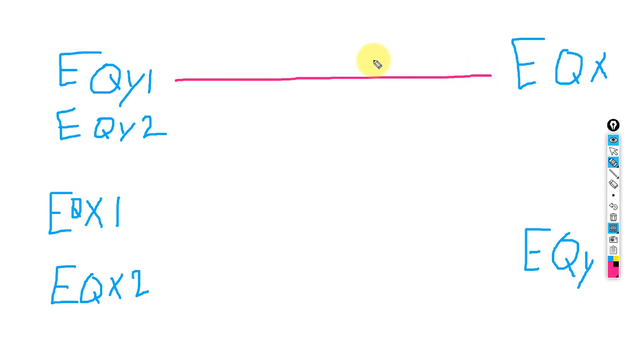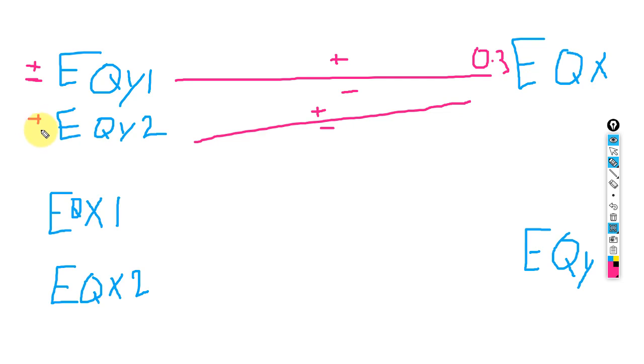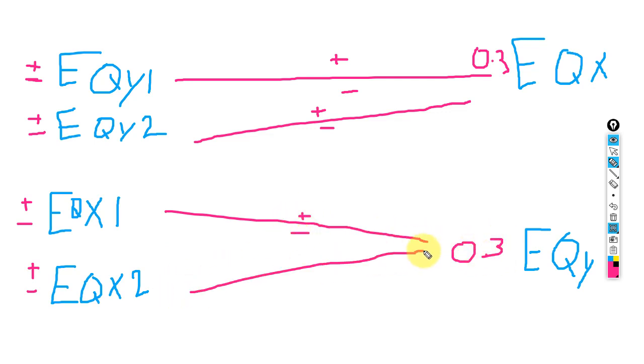EQX1 plus 30% of EQY without eccentricity, EQY1 minus 0.3, then minus EQY1 plus 0.3. So you have to take plus and minus EQY1 plus 0.3 and minus 0.3, and do this for all load patterns, 0.3 plus and minus. And that's it for the orthogonal effect and static procedure.